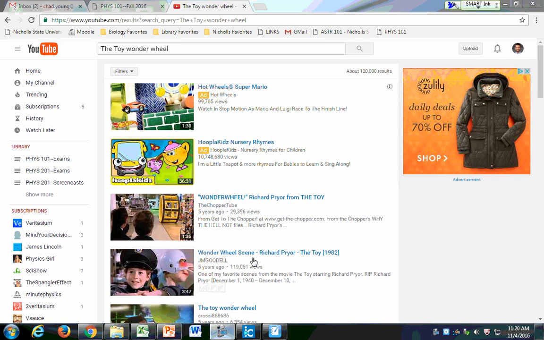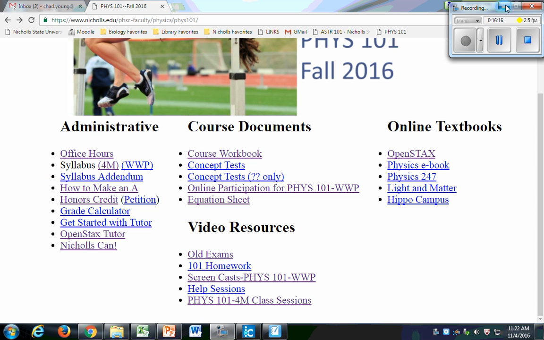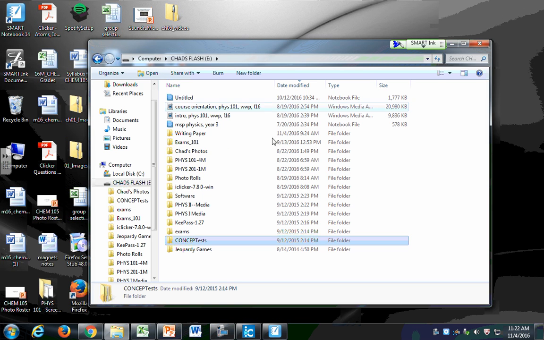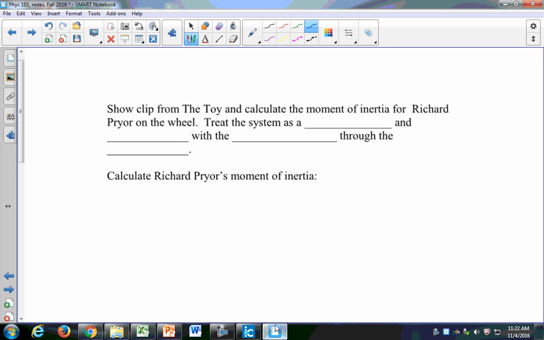Right, here we go. Okay, so I want to figure out what is his moment of inertia. And so I'm going to treat this system as a hoop and a cylinder with the axis of rotation through the middle.